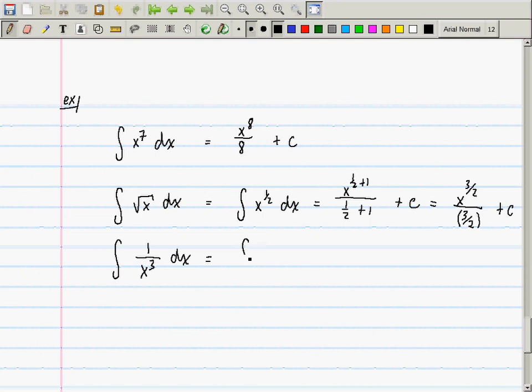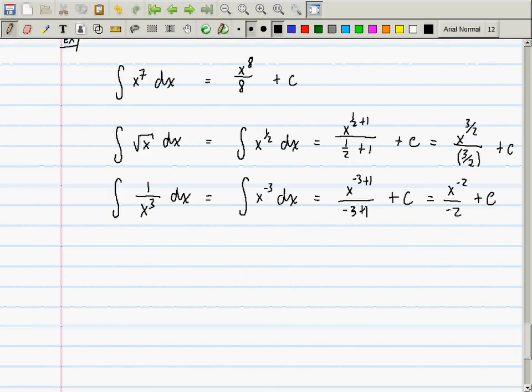Okay, so instead we need to rewrite this. How shall we rewrite this? Yes, the antiderivative of x to the negative 3 dx. So now it will be x to the negative 3 plus 1 over negative 3 plus 1 plus a constant. So this is x to the negative 2 divided by negative 2 plus a constant. Okay, so any question about this one? Any question?